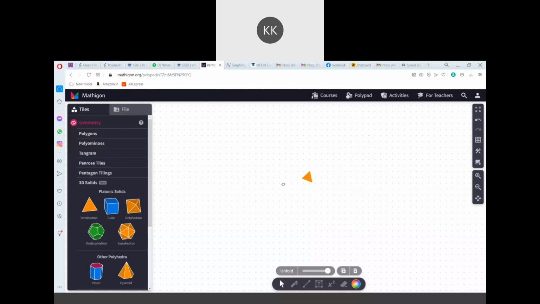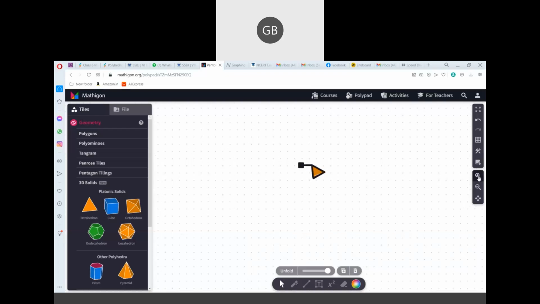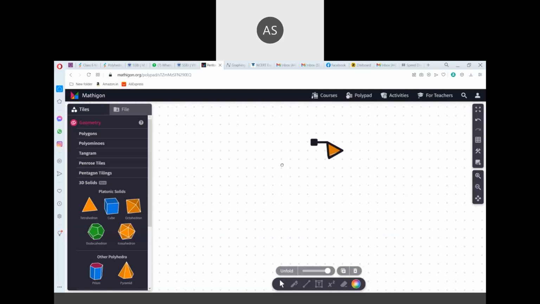Correct, sir. Here I am showing you something. What is this figure? I am rotating that. Triangular pyramid. Now it's visible. How many faces does it have? Four faces.